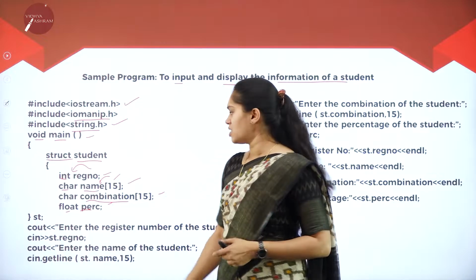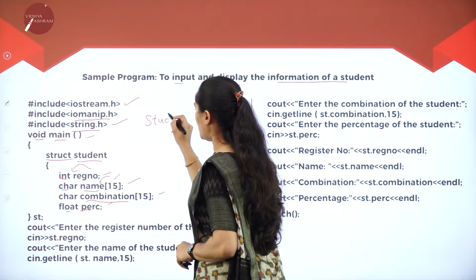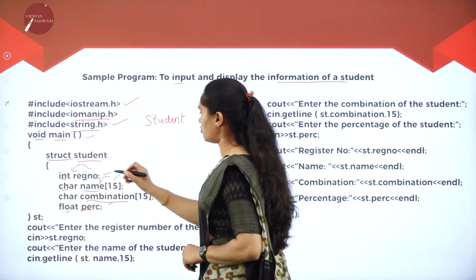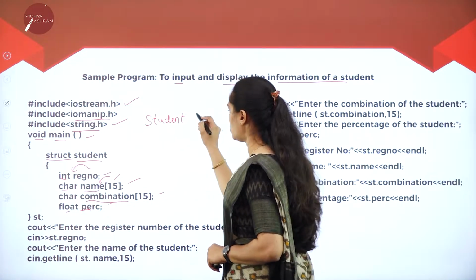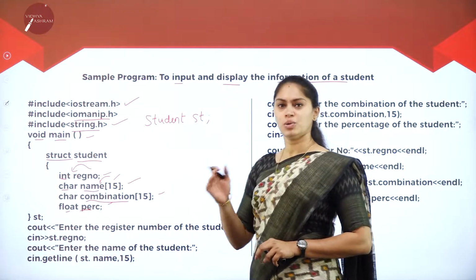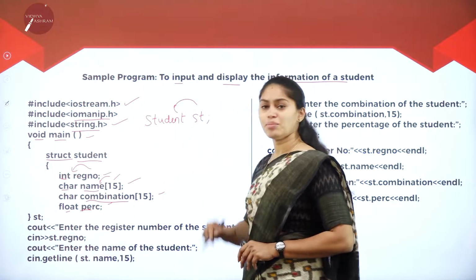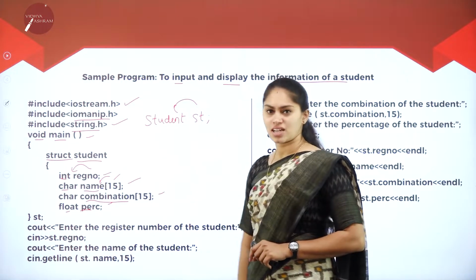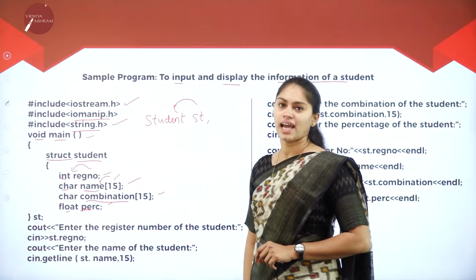So how are we going to create a variable? There are 2 methods. Here I have a student. In order to create a variable, I can write it like this. After this closing of flat braces, I need to put a semicolon. Then student st. This will be one way of creating a variable. That means st is a variable of the data type student. Student is a structure here.